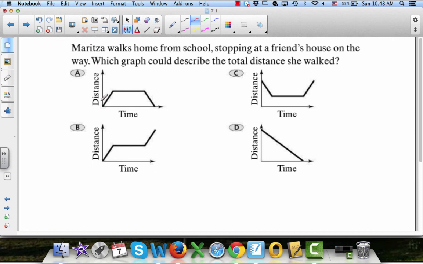Okay, so on this one, she starts at home, walks for a while, stays the same distance away, and then goes back home. So this one would not be it. On this one, she starts away from home, because this would be at home. So this one is not it. On this one, she starts away from home. That would not be it. So it's this one right here. She starts at home, she goes towards school, stops at a friend's house, and then goes to school. Okay? Very good.